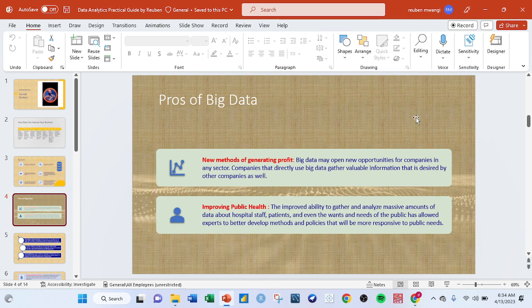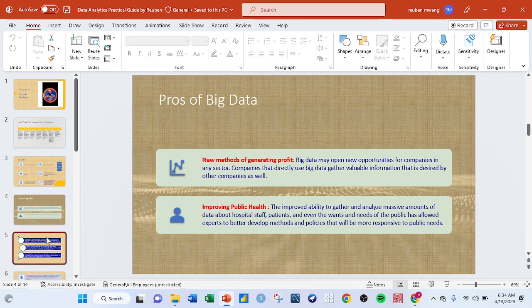The improved ability to gather and analyze a massive amount of data, hospital data, patients, or even the wants and needs of the public, has allowed experts to develop methods and processes that are more responsive to public needs. For example, we are trying to see how we can become efficient in delivering the quality of services that we deliver as a hospital. So we store this information in a very good place where it can be retrieved very fast, and it becomes very easy for all these processes to be efficient.